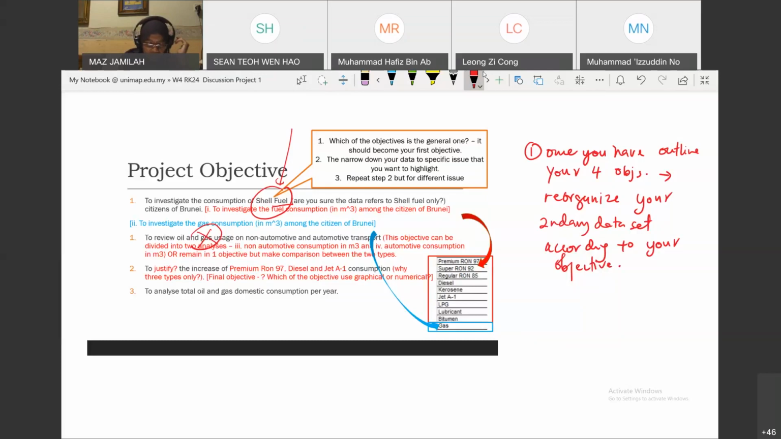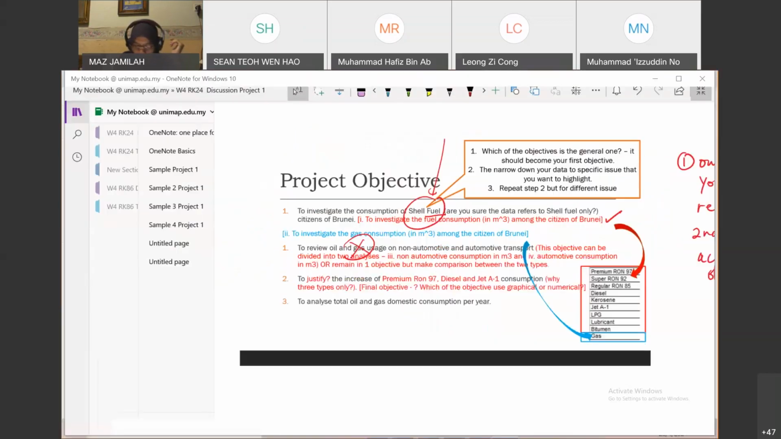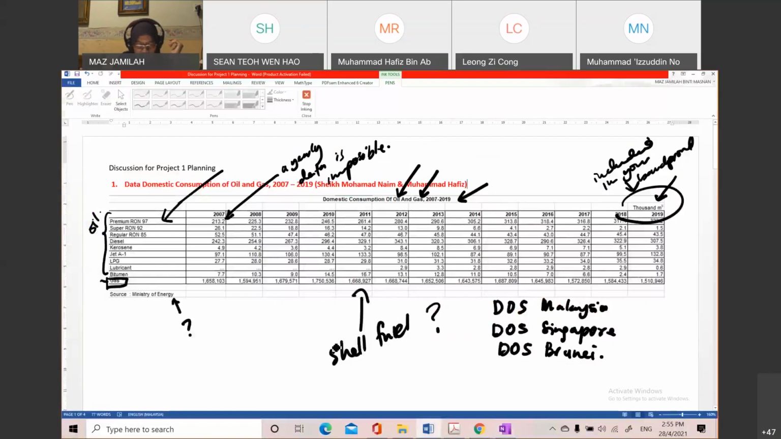Let's say for example, example number 1, to investigate the consumption of fuel. Let's say this one, my suggested objective: to investigate the fuel consumption in meter cube among the citizens of Brunei. So look at your data. Go back to your data. Now, if you're talking about petroleum, then you are talking about this one, from here to here.